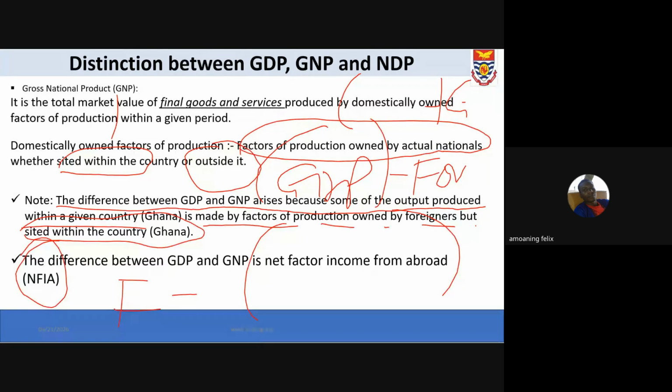And the net factor income can be positive or it can also be negative. If it's positive, it means that Ghanaians are making more income outside compared to foreigners. If it's negative, it means that foreigners in Ghana are making more money compared to Ghanaians who are living outside. It is as simple as that. I hope it's clear. Yes, please. So the foreigners in Ghana, their factor income, minus Ghanaians abroad, their factor income. Yes, sir. Okay, let's go on.